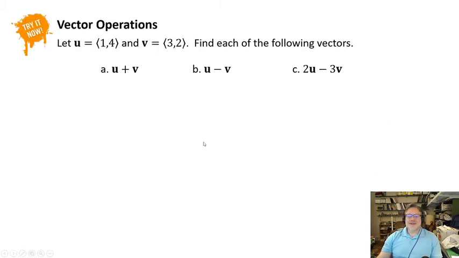Okay, so try this yourself here. I've got two vectors defined here, u and v. They have the components shown here. So find what vectors are being represented by each of these combinations here. Take some time for that.